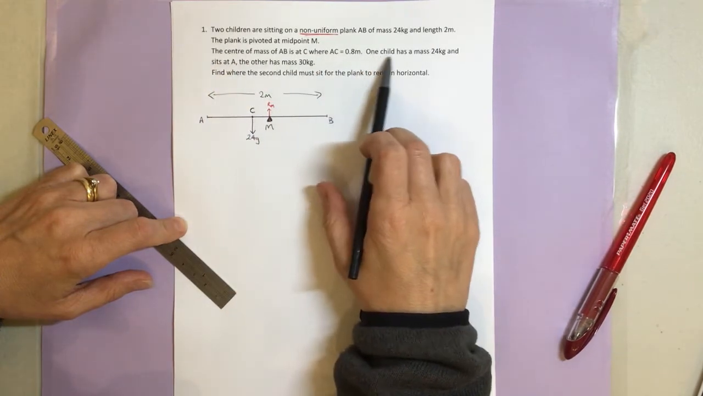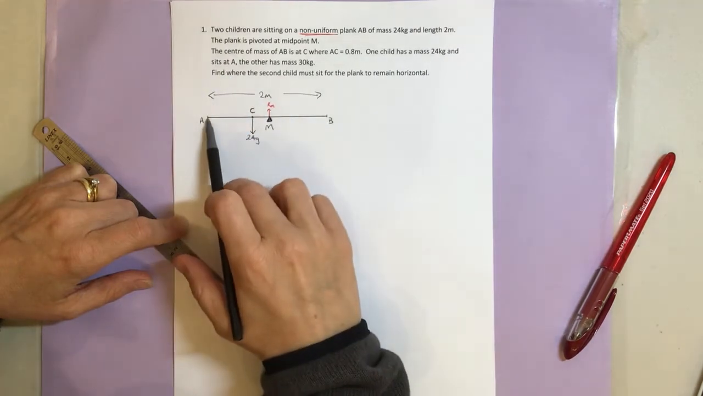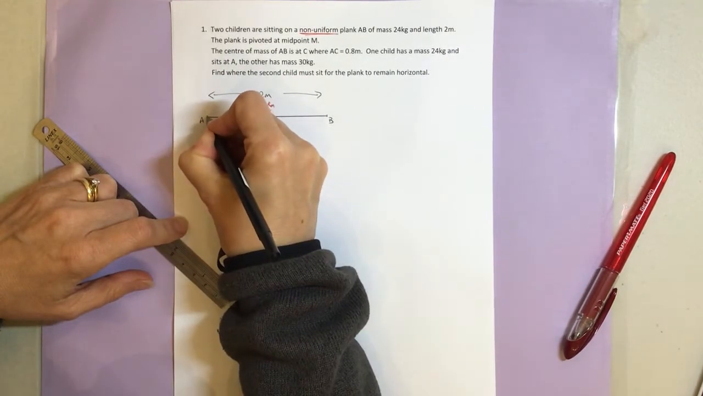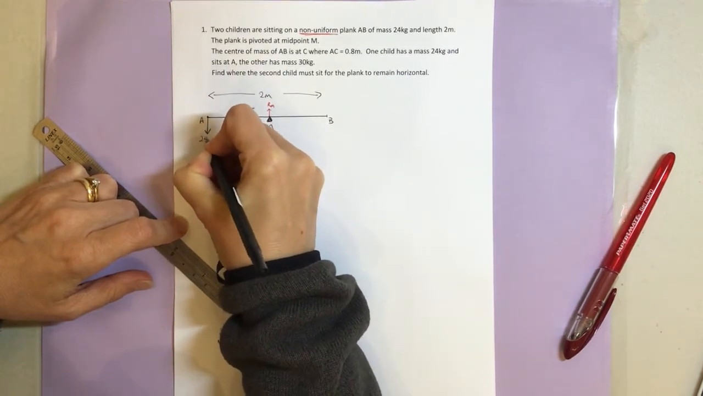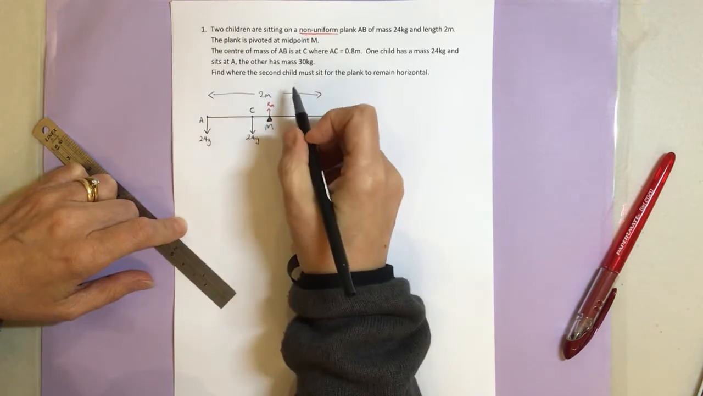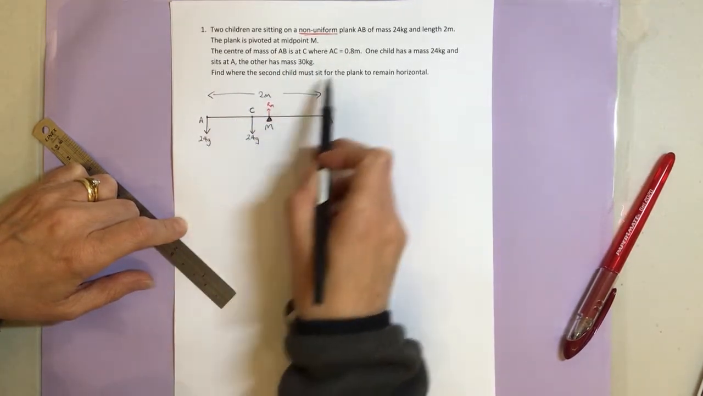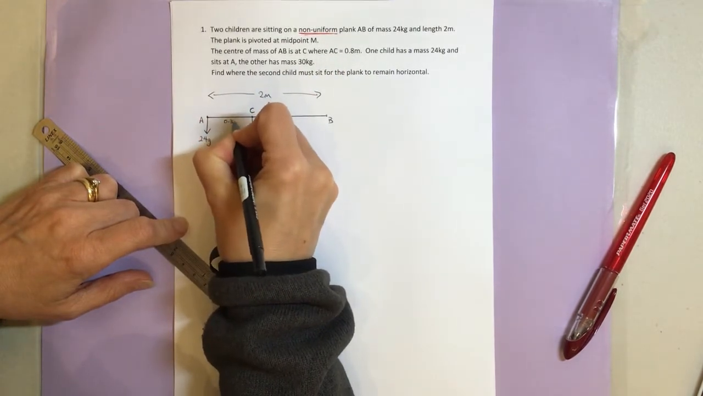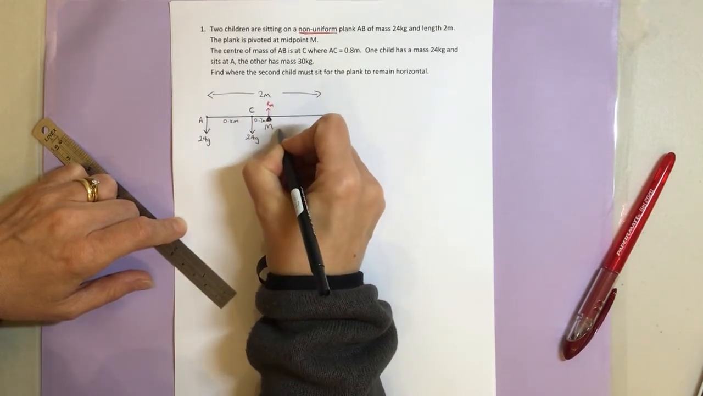The next bit of the question, then: one of these children has mass 24 and sits at A, and the other's got mass 30. So let's put the one who's sitting at A, and that one's going to have a downward force there of 24g. And then the other one, it says the other child is going to sit here. I'm just going to put some distances on while I remember. AC, we're told here, is 0.8, so let's get that on. 0.8 metres, which means this is 0.2 metres.